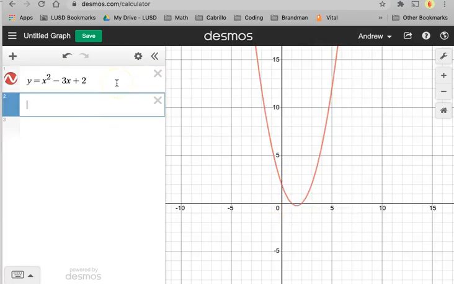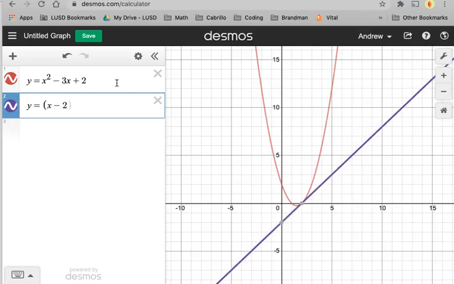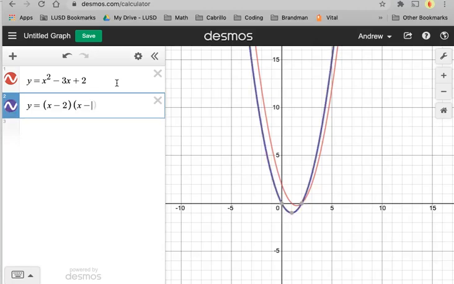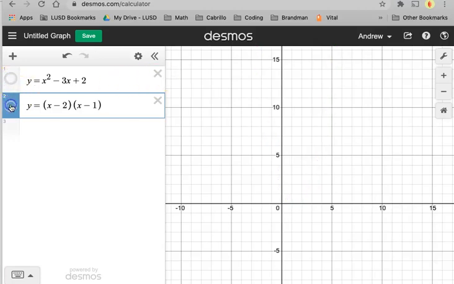And just to see how flexible Desmos is, let's see if we can do this. x minus 1, oops, I'm in the exponent. Minus 1. And we get the exact same one. So if we take that off, we see we get the exact same line right on top of it.